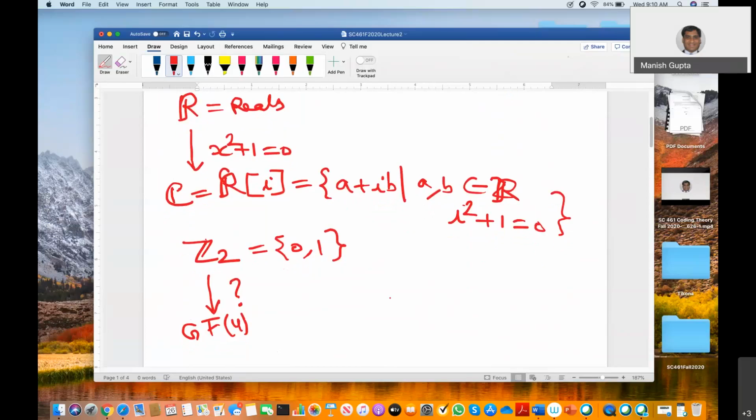So now if I look at degree 2 equations, what are the equations? Let me write down all the equations. ax square plus bx plus c is equal to 0, where a is not equal to 0, and a, b, c belong to Z2.